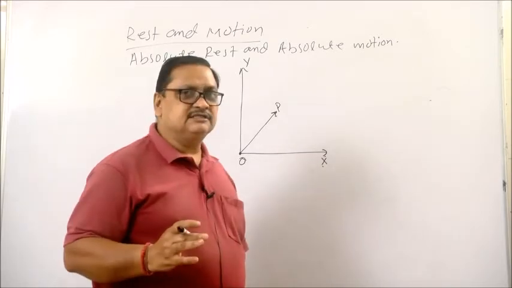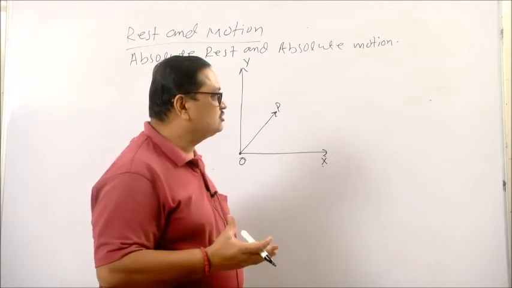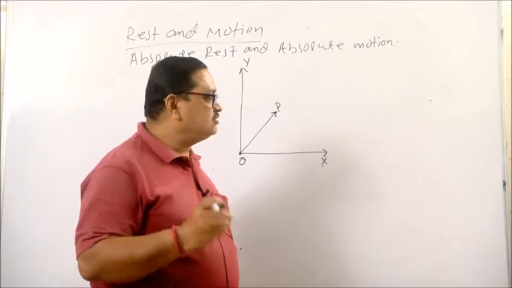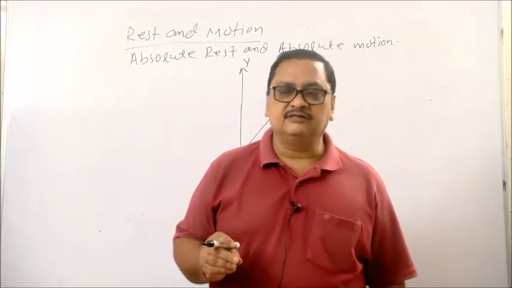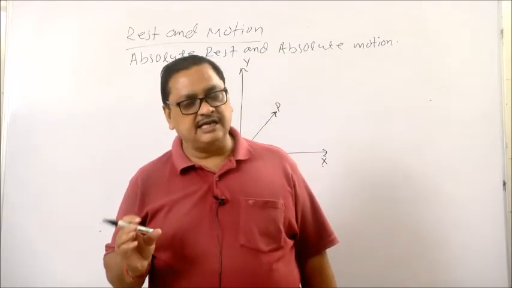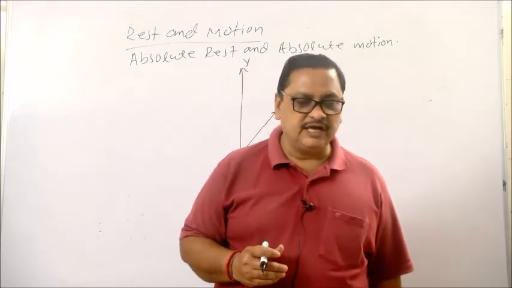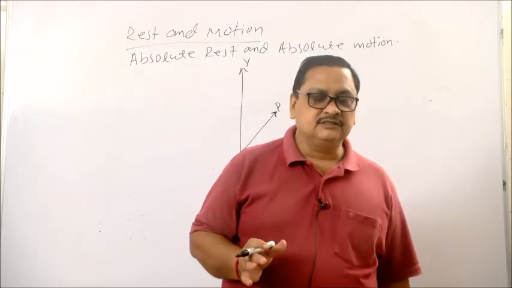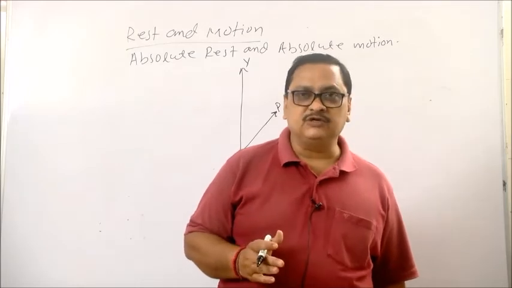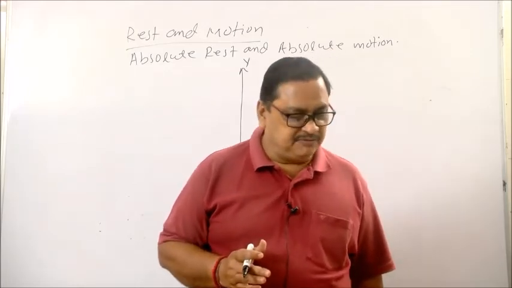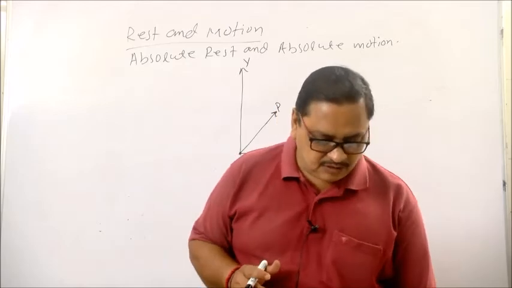So earth is not at rest, earth is also in motion. So the reference point and the coordinate systems which are fixed on the earth are not at absolute rest, they are also in motion. So in the universe there is no absolute rest and absolute motion body. It is a hypothetical concept.